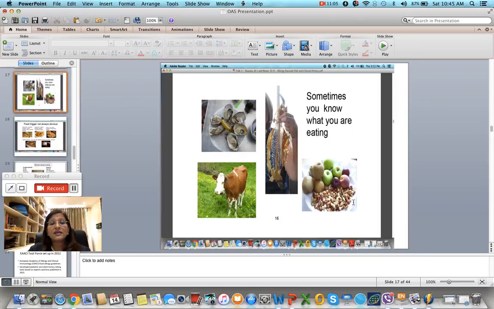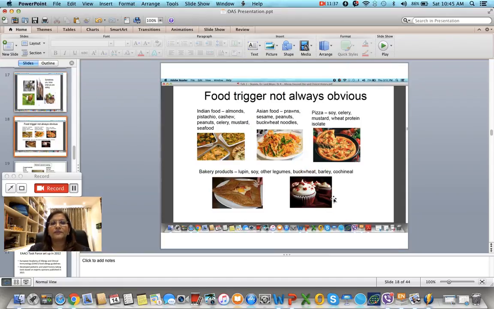So sometimes you know what you are eating. When you eat a fish and you suffer symptoms like tingling and itching, you know it could have been the fish, or the vegetables, or the nuts you have eaten, because the symptoms caused in oral allergy syndrome are immediate. In 5 to 15 minutes, you would suffer from these symptoms, and it gets better in up to an hour. It is self-limiting.